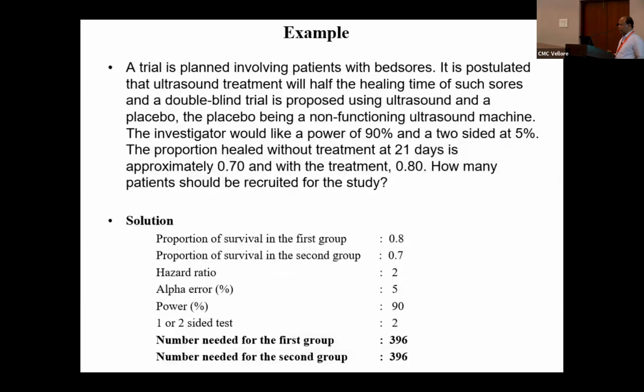This is the one. It's a superiority trial. Do you see this? Where did you see this formula in master? 2 proportions. But you don't have that hazard ratio concept. I think it comes from 1 minute.